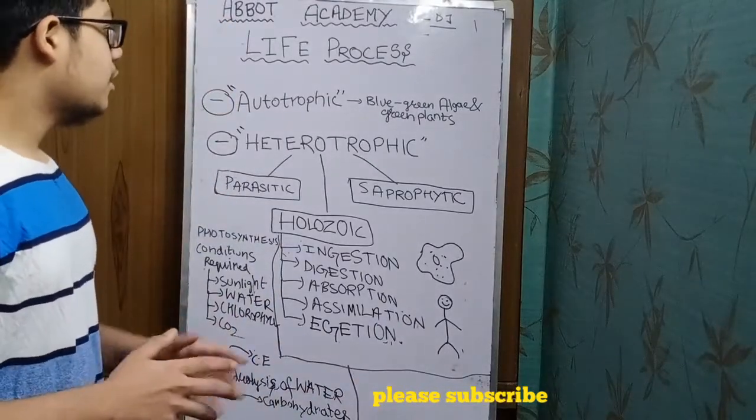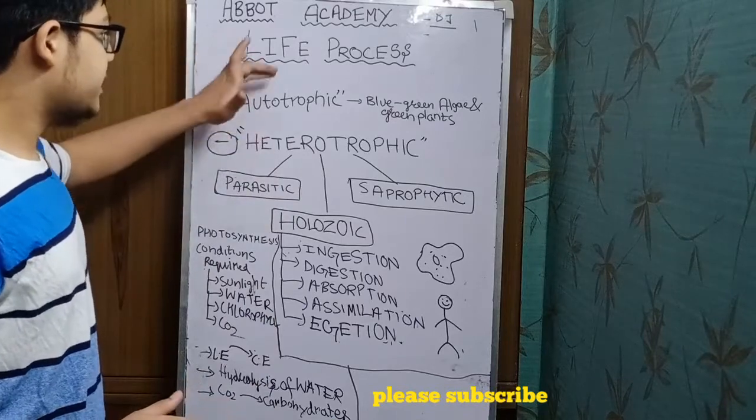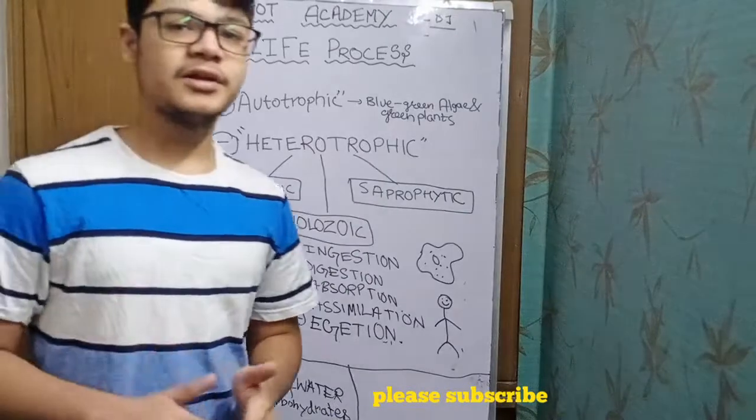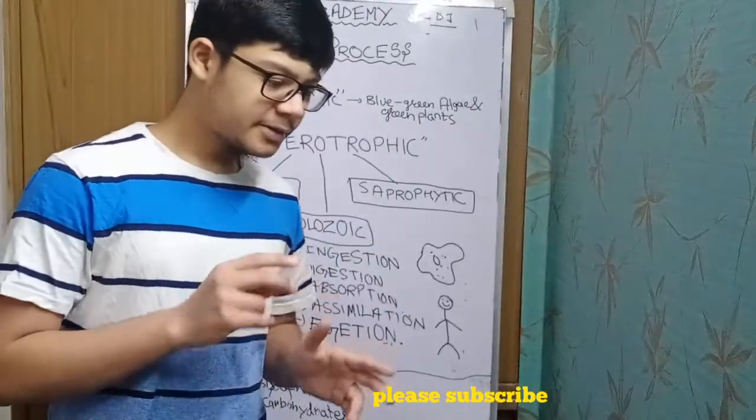So basically, there are two modes of nutrition, that are autotrophic and heterotrophic. So what is autotrophic nutrition? You have also read these in your previous classes, so let me tell you in brief.